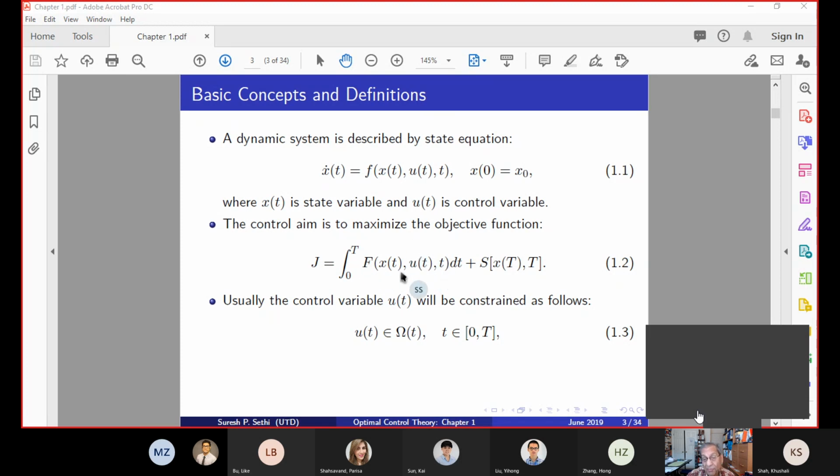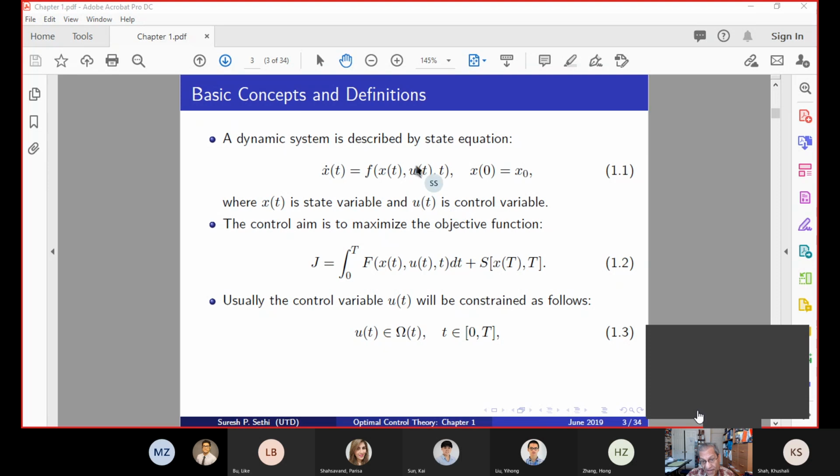That is my profit at that time t. So I will integrate that profit from 0 to t, so I get the profit on the interval from 0 to t. And at capital T, which is the terminal time, I have some state, and I can sell that state, and that state will be my salvage value. So what I want to do is maximize the profit from 0 to t and the salvage value at capital T. That is my objective function.